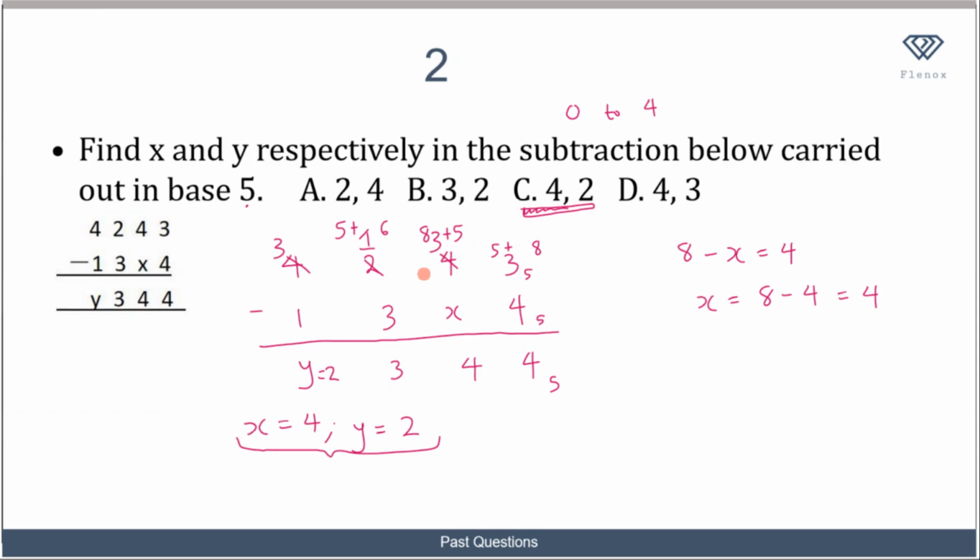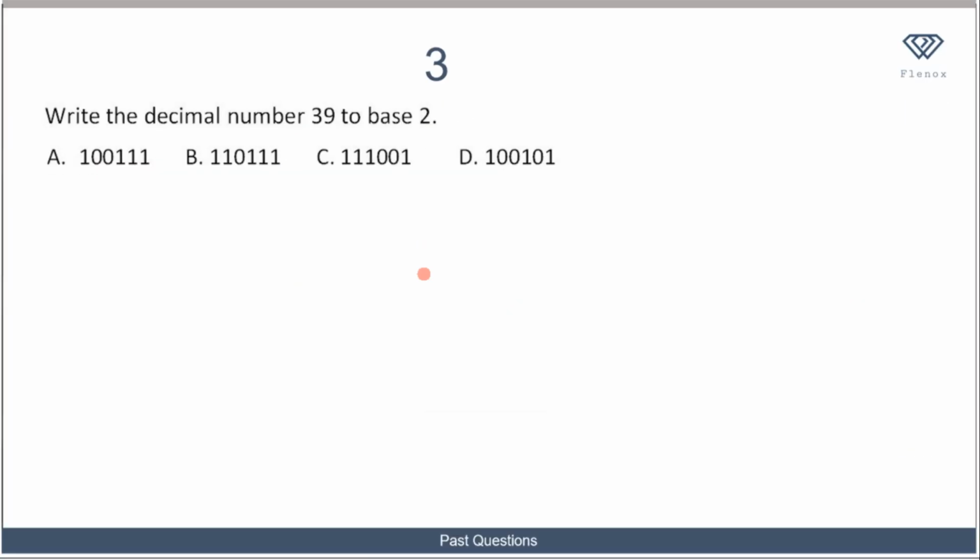Now let's move on to the next question. We are told to write the decimal number 39 in base 2. We have explained how to convert a number from base 10 to base 2, and I should say that decimal also means base 10. So we are trying to convert 39, which is in base 10, to base 2.